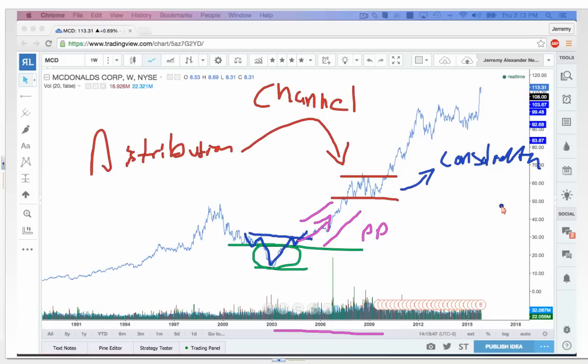Here's what's interesting on McDonald's. Notice in about 2010 or so, McDonald's broke out of that distribution phase. What phase, my good friends and my traders from all around the world, do you think was and is, in my opinion, the next phase that began to take over? Yep, he says public participation. Yes, Marcia. Marcia says public participation. Absolutely correct.